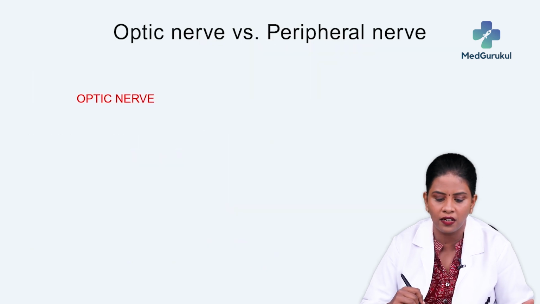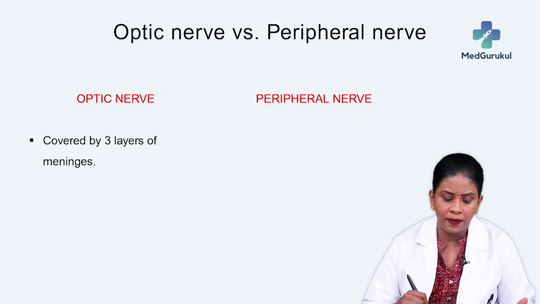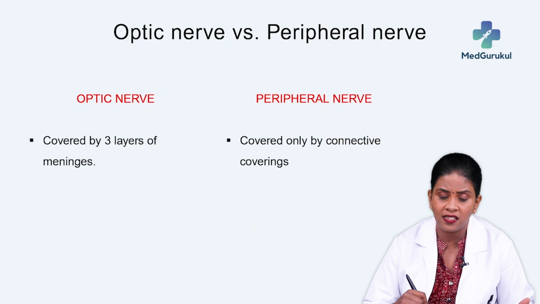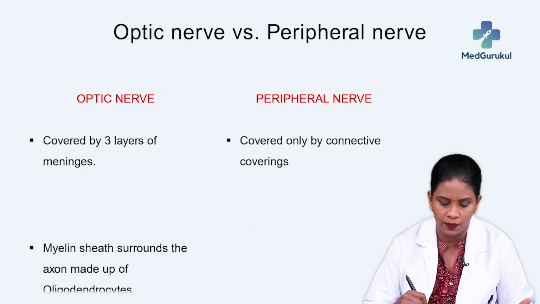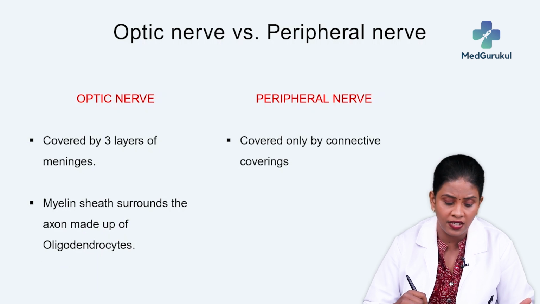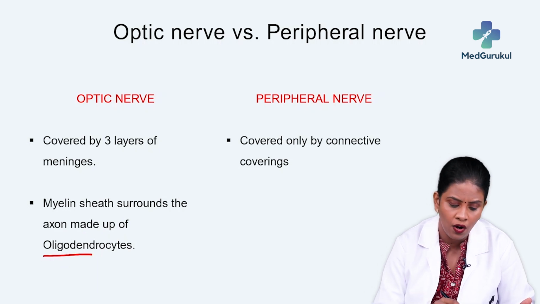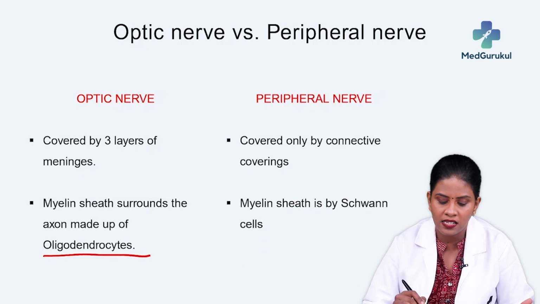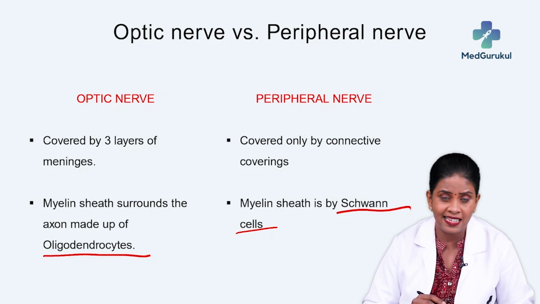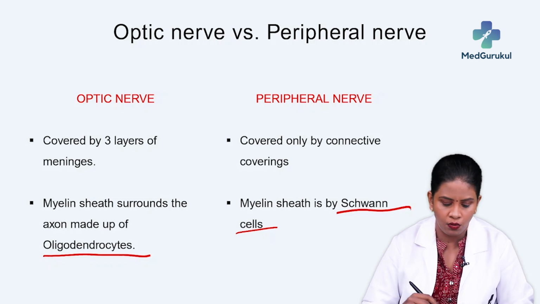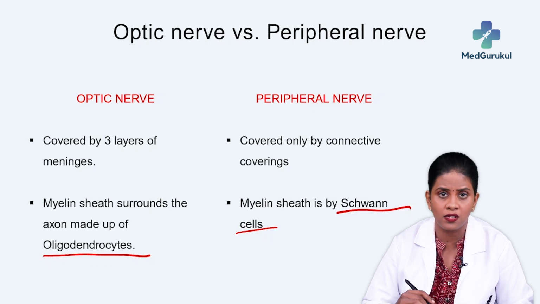So, coming to the difference between optic nerve versus peripheral nerve, which is often asked in the histology viva. This optic nerve is covered by three layers of meninges, whereas the peripheral nerve is covered by only connective tissue coverings. And here the myelin sheath surrounding the axons is made up of oligodendrocytes. Here it is made up of Schwann cells. So, these are the two important differences between the optic nerve and the peripheral nerve. And one more important feature is, in the center of the optic nerve you can see the central artery and vein of retina. Yes, so till now the peripheral nerve and the optic nerve are over.